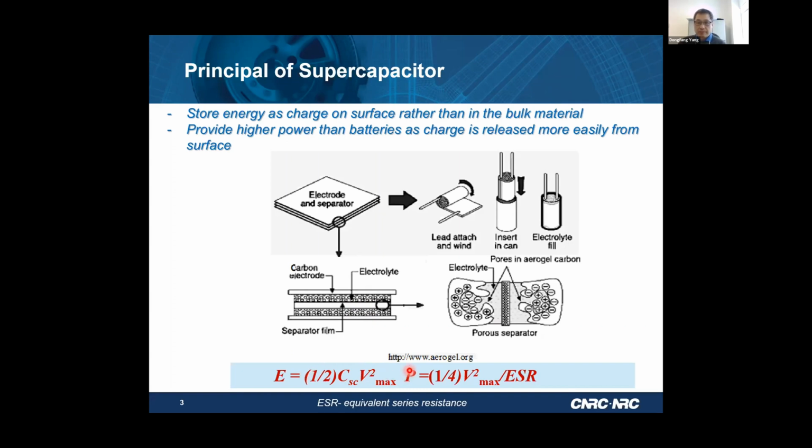And the power, how quickly the energy can be delivered, depends on the voltage and also the equivalent series resistance. Basically, it is the resistance between all the components. So between the current collector, active material, and active material separator, active material, another current collector. So in order to reduce the resistance, you would be able to achieve very high power.